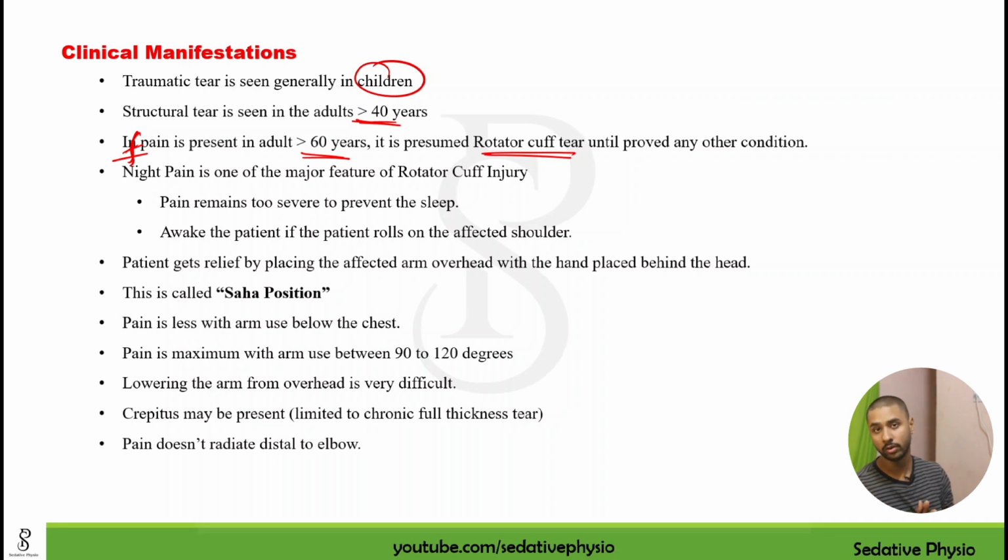Now it is a very important point to discuss. Whenever an older patient comes to your clinic for the treatment of shoulder pain, and the patient's age is above or near 60 years, you will pre-assume that there must be a rotator cuff injury until it is proved that there is some other condition with MRIs or any other investigations. So it is presumed rotator cuff injury until proved otherwise, right? You will have to assume that the person may have a rotator cuff tear.